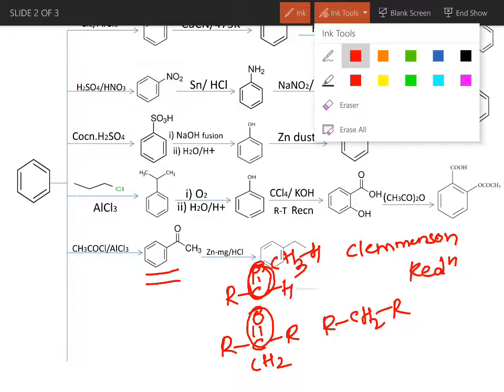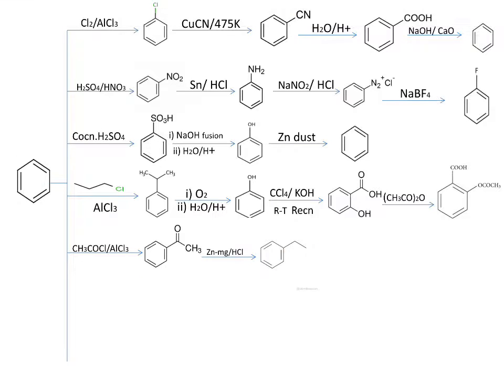Now this ethyl benzene is further reacted with NBS. NBS is known as N-bromosuccinamide. N-bromosuccinamide is used for allylic or benzylic bromination.